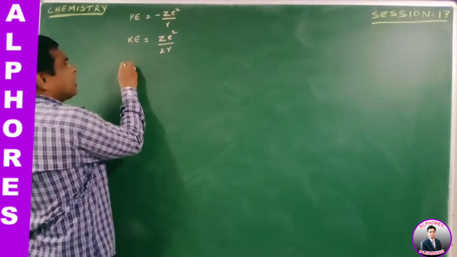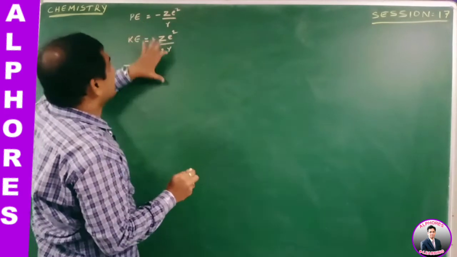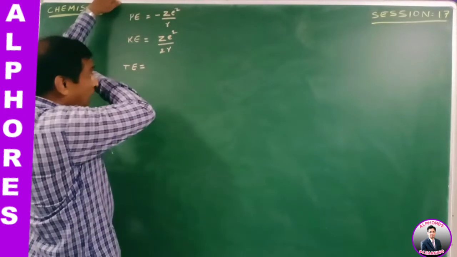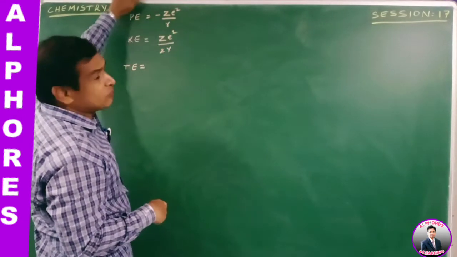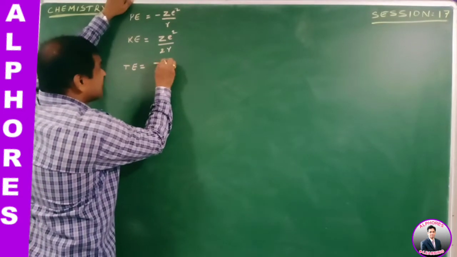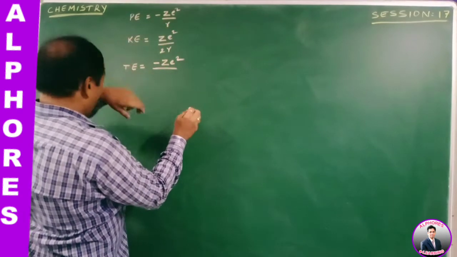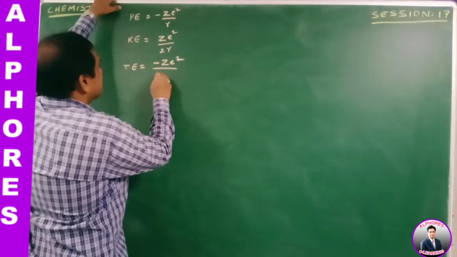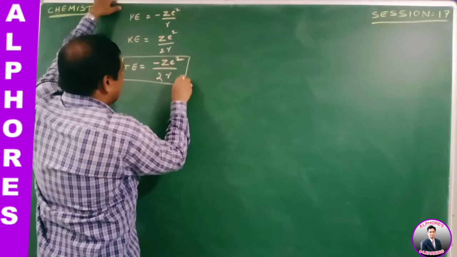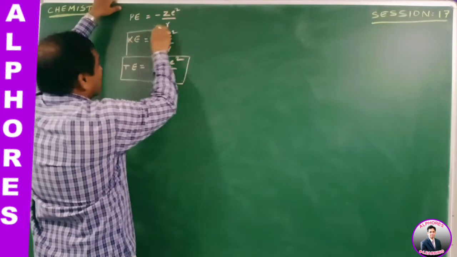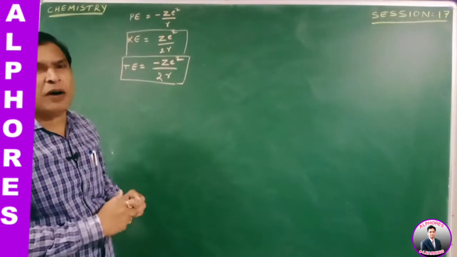Then the total energy of the electron in the circular orbit equals the sum of the kinetic energy and potential energy, that is Ze square by 2R minus Ze square by R, which equals minus Ze square by 2R. That is the total energy of the electron in a circular orbit. These formulas are very important for us.